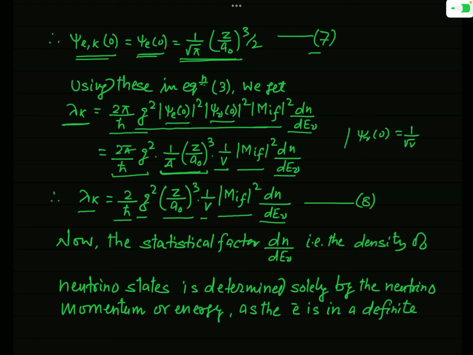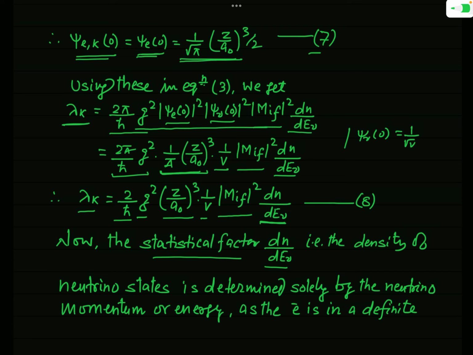Now we will finally calculate the value of this dn by de nu. You know this dn by de nu is simply the density of neutrino states, or the number of quantum states per unit energy range for the neutrino. This is also called a statistical factor because it is calculated by the concept of phase space in statistical mechanics.